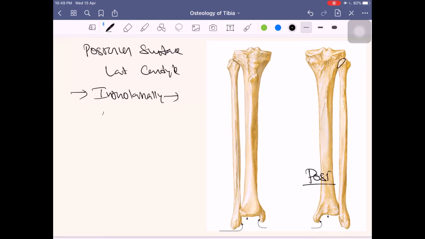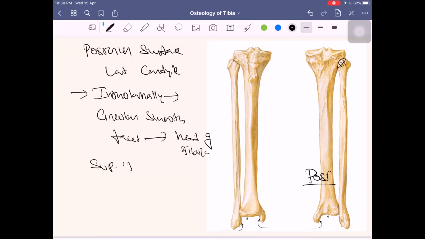Inferolaterally on the posterior surface, it presents a circular smooth articular facet. This articular facet is meant for the head of the fibula. You can see the head of the fibula is actually making a joint. So this is forming the superior tibiofibular joint, that's about your superior tibiofibular joint with the head.